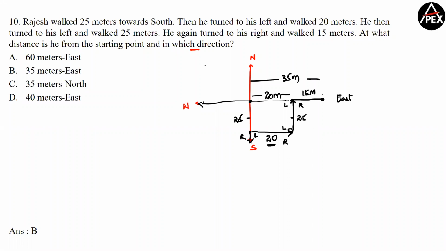And now we have to determine the direction also. So this point is towards east from the starting point. So the answer for this question is 35 meters is the distance and east is the direction. So option B.